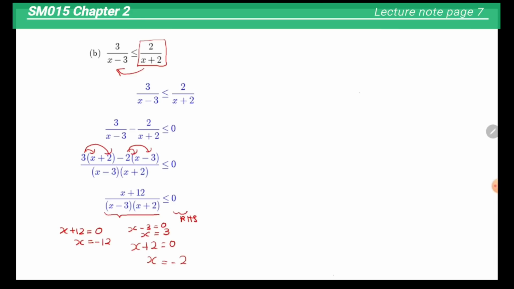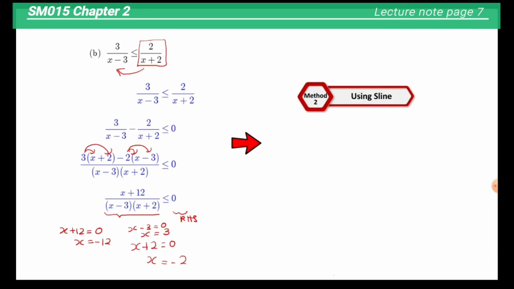Now I want to show you how we can use the sign method to find the answer. By using the sign method, firstly, you need to draw the number line. It is the number line for the value of x. For the critical numbers that we have here, we have -12, -2, and 3. You need to put them in the correct order. So we have -12 on our left side, -2 next, and 3 on our right side. It must be in ascending order.